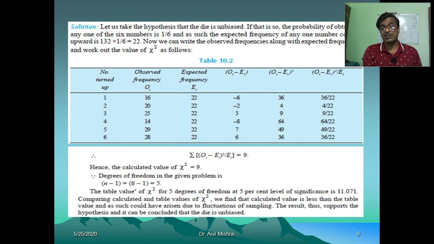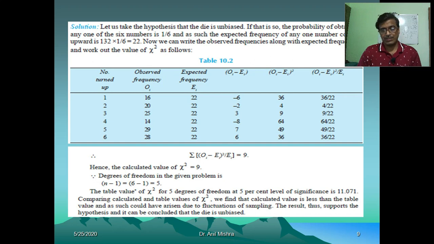that the dice is unbiased. The alternate hypothesis is that the dice is biased. Okay, so right now what you find is the calculated value is less than the critical value, therefore, being less significant, we have to accept the null hypothesis. So this is the way we have to solve the problem.